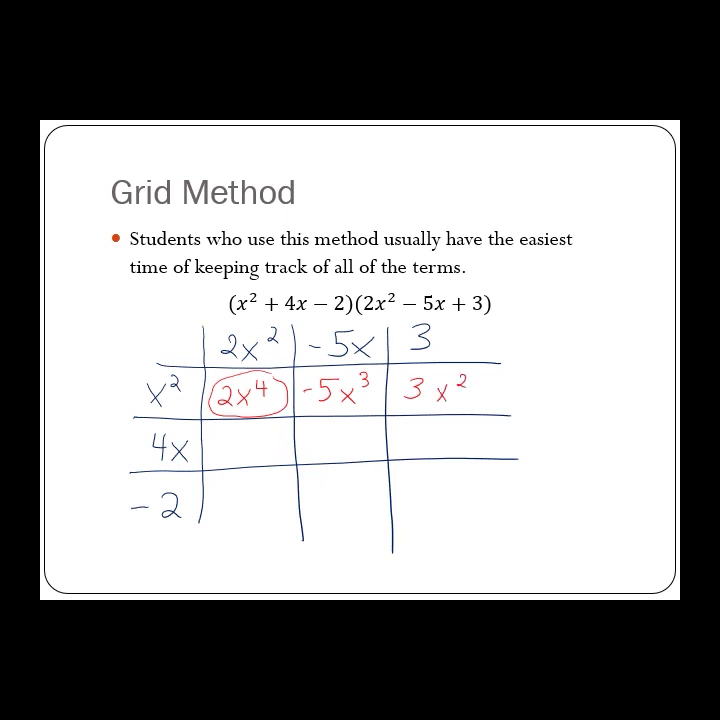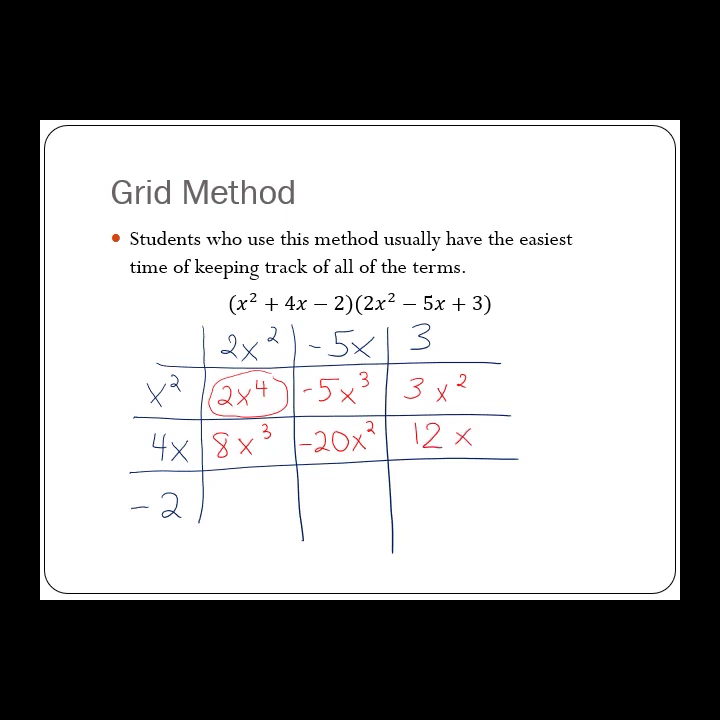The second row is going to be 4x times 2x squared. 4 times 2 is 8. And then there were 3 x's, 1 there and 2 up there. 4 times negative 5 is negative 20x squared. And 4 times 3 is 12x.